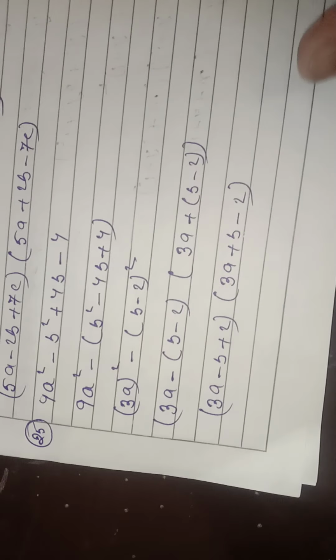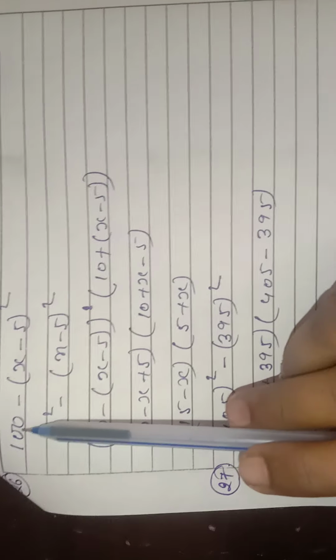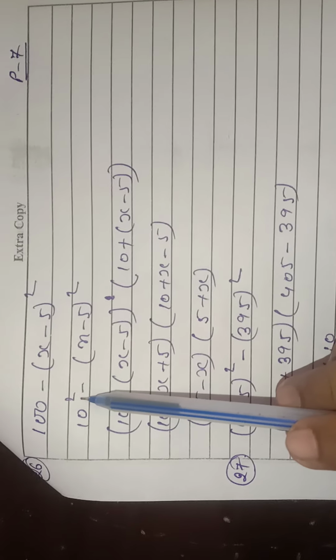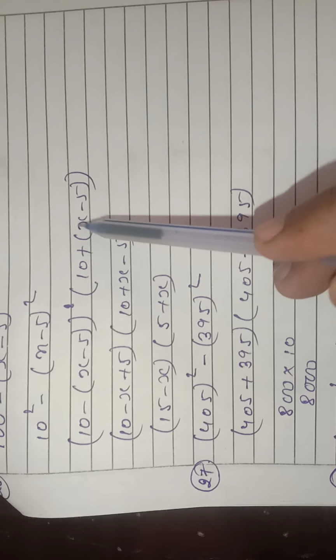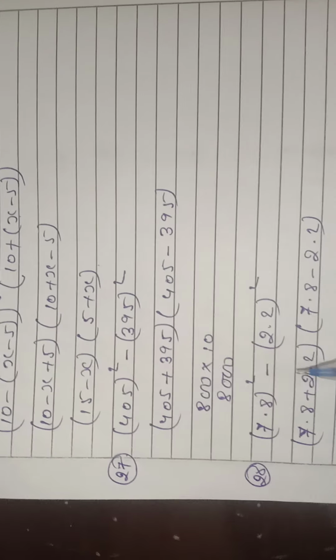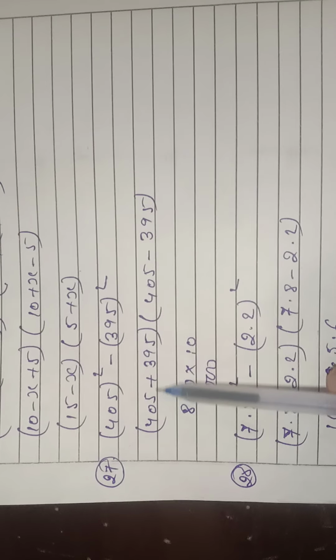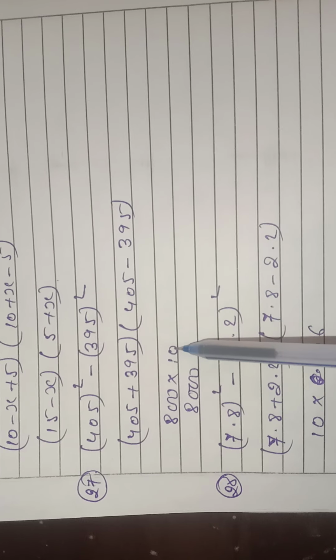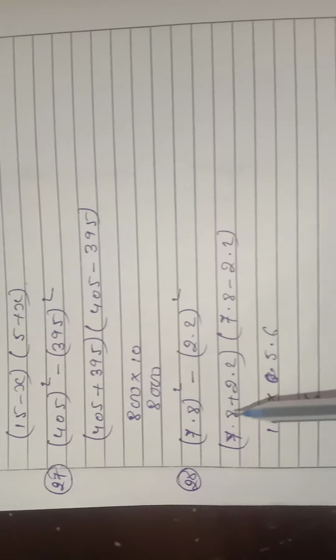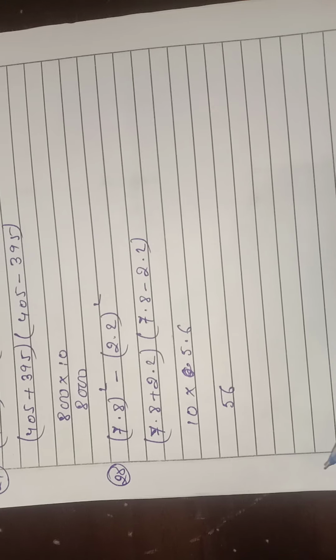Same with this also, number 25. 100, 10 square, x minus whole square. One time minus, other time plus. We can change it. This also, one time plus, other time minus. If you add, you will get 800. If you subtract, you will get 10. Multiply it. Here also you see, same way.